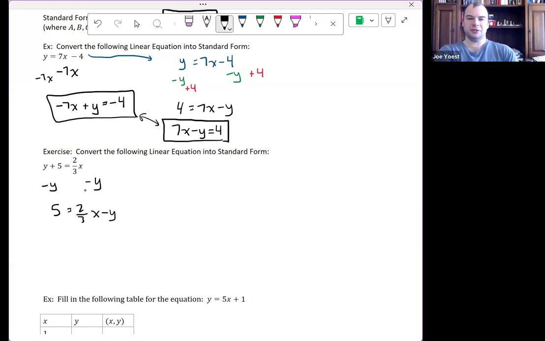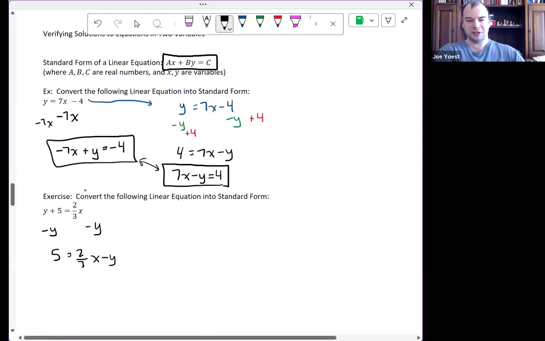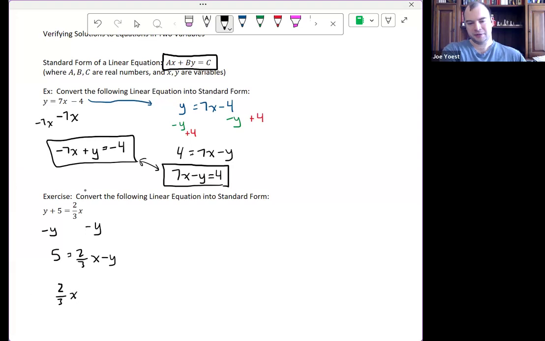To get 5 equals 2/3 x minus y. And I can see if I just swap the sides of the equal sign, I can see very clearly that this is in standard form. Note that a, b, and c are real numbers.